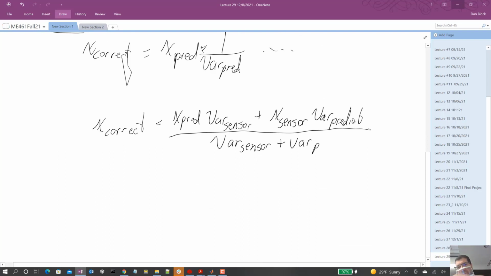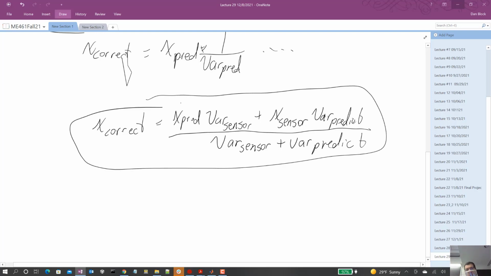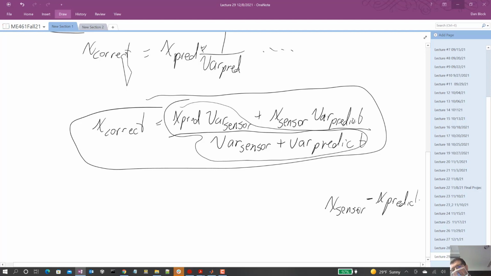All right, X correct, variance prediction. Okay, so that's just another way to write it. Now, in addition, we could divide this term right here by this guy, and the same thing here, right? We could divide this into 2 terms. And what are we looking for? We're looking to write this equation in terms of an error, which is our sensor reading minus our prediction. That's what our goal is.